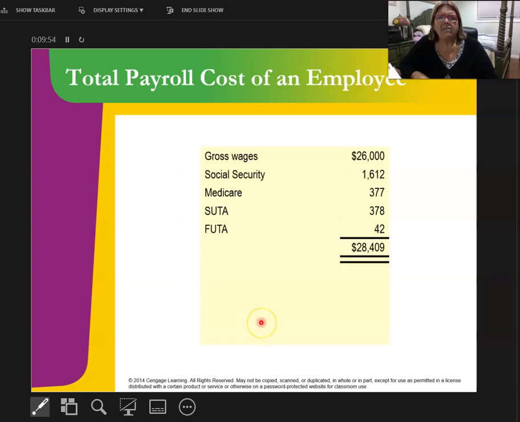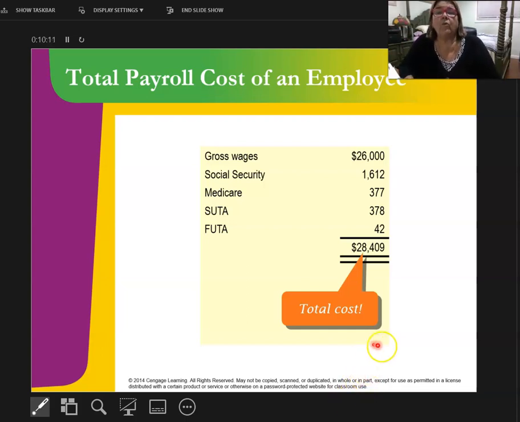So in reality, to keep you as an employee, it's not just going to cost me $26,000 a year. It's really going to cost me this. And in reality, I didn't really even tell you about vacation time, health insurance, other benefits you might actually get. So this is a payroll cost of how to journalize for the payroll tax expenses.